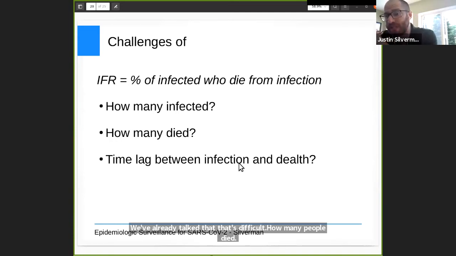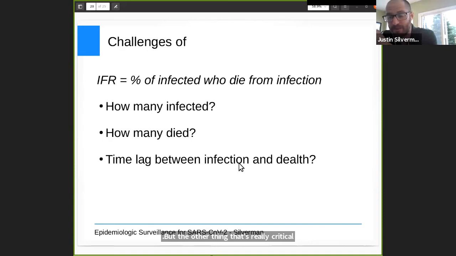But the other thing that's really critical is the time lag between infection and death. You can't just count the number of people who have died to date and the number of people who have been infected to date, even if you knew the true numbers, because the people who have died were infected before. You need to align these so that you're really looking at a cohort of people. Of this cohort, how many die?